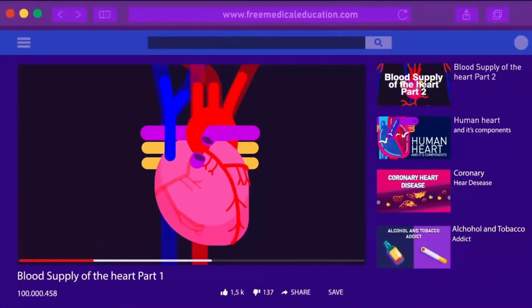In the next video, we will continue to the right side, along with the secret mechanism that the body has in store to help with heart issues.